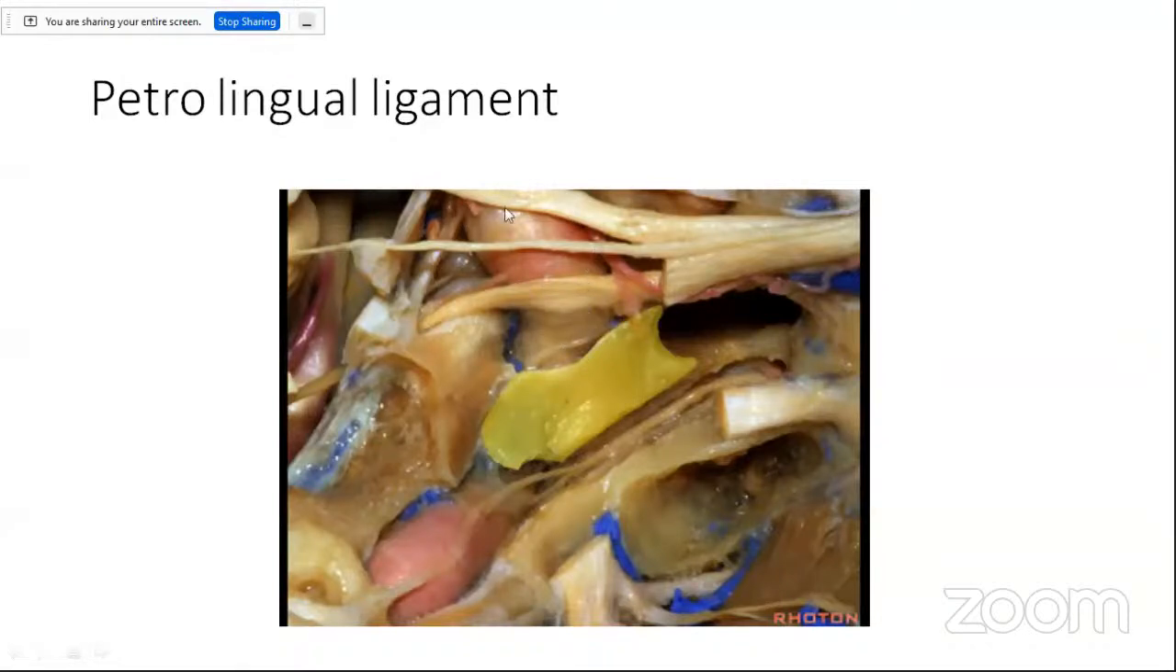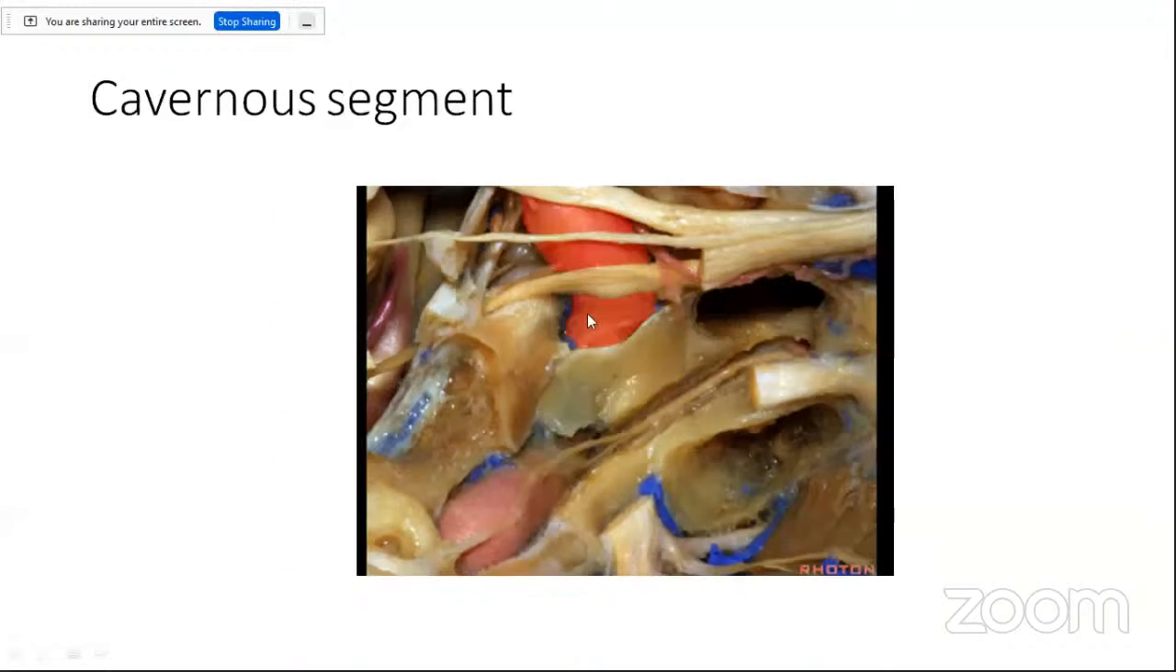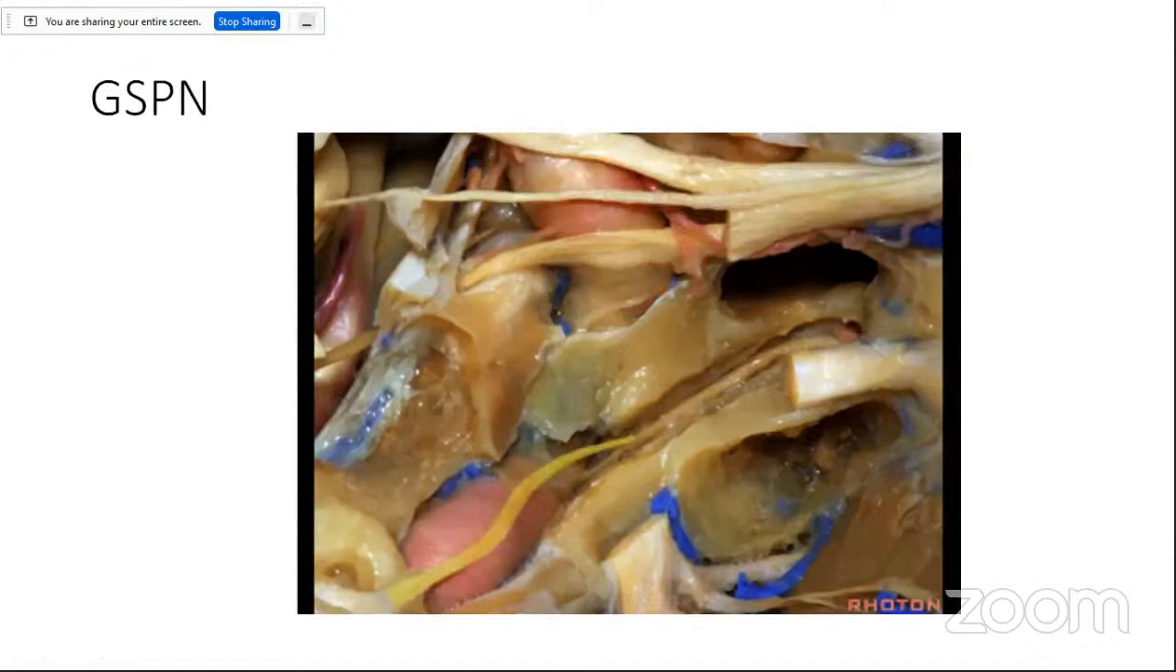This is the cavernous segment, as shown here. So this was the petrolingual ligament. Proximal to this would be the petrosal segment, and distal to this would be the cavernous segment. Now, this petrosal segment is also related to a nerve that we already discussed, the greater superficial petrosal nerve and the Vidian nerve.